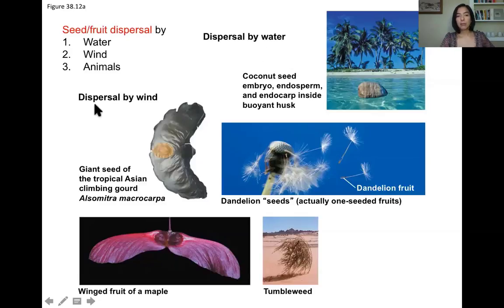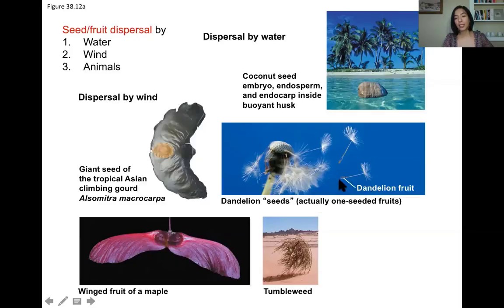Wind dispersal can happen also in fruits. This is one of the maples. The maples form this structure. This one is coming from the ovary. This winged fruit, this structure, is coming from the ovary. So this fruit gets dispersed by wind.